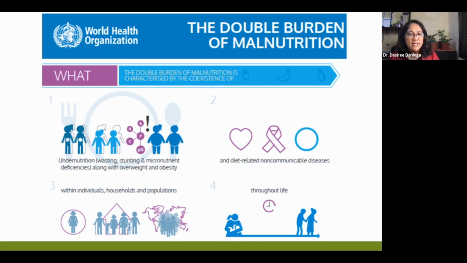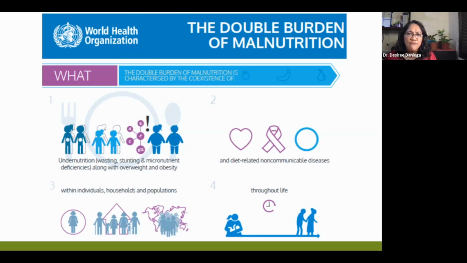So coexistence of undernutrition, where undernourishment includes wasting, stunting, and micronutrient deficiencies. Here it is only a double burden because micronutrient deficiency is included in undernutrition. Some authors separate it, making it the triple burden of malnutrition along with overweight and obesity. When is this observed? It can be within the individual, in the household, and in the community or population at large.